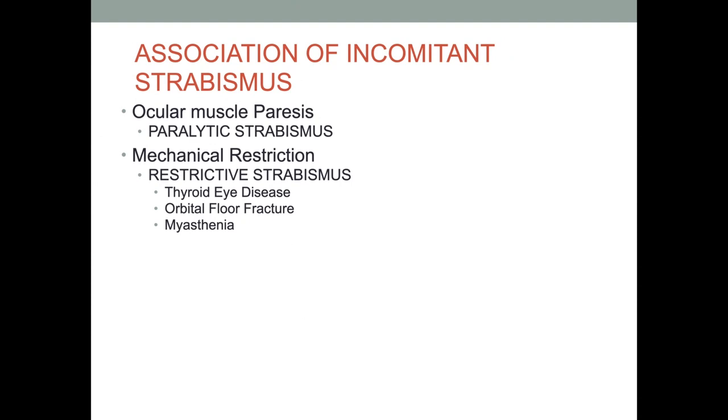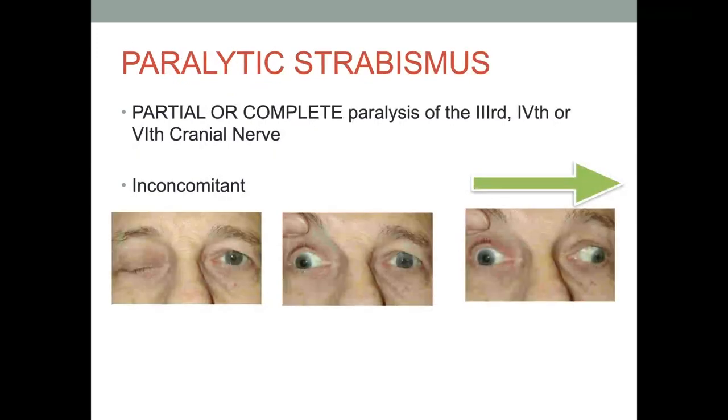Concomitant strabismus may be caused by ocular muscle paresis, such as in paralytic strabismus, or you can have a mechanical restriction, such as in thyroid eye disease, if you have an orbital floor fracture, or in myasthenia gravis. We're going to talk a little bit more about paralytic strabismus, but this is one you should not miss.